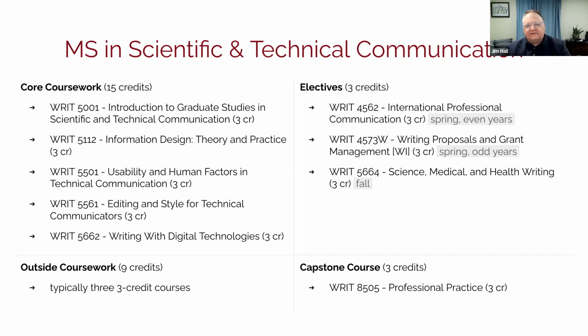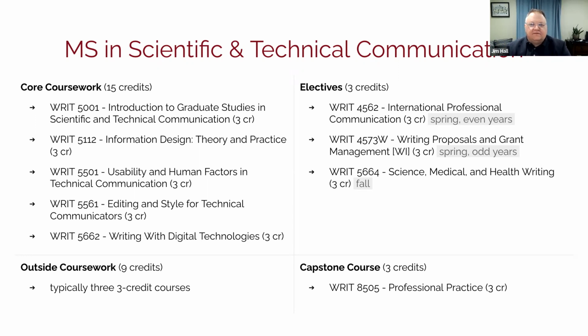So again, those outside courses, those 9 credits, really provide a great opportunity for our master's students to customize the program to the area that they're going to work in and to a specific interest area of theirs. In the upper right, in the electives, that's another opportunity for students to customize the program to their needs. So this is 3 credits, and we have 3 courses here. Each one is 3 credits. So really, it's pick one of the 3 courses that you see in the upper right-hand corner.